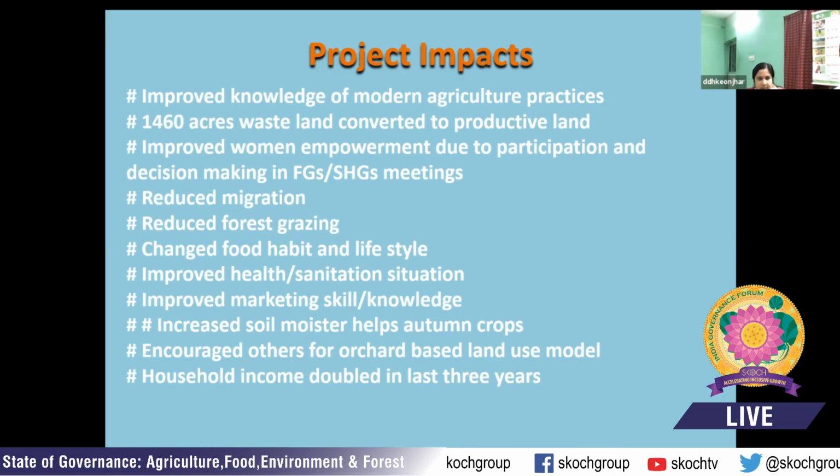Reduced forest grazing, changed food habits and lifestyle, improved health and sanitation situation through the SHG, improved marketing and skill knowledge, improved soil moisture, health and crops, encouraged others toward the orchard-based land use model, and household income doubled in the last 3 years.